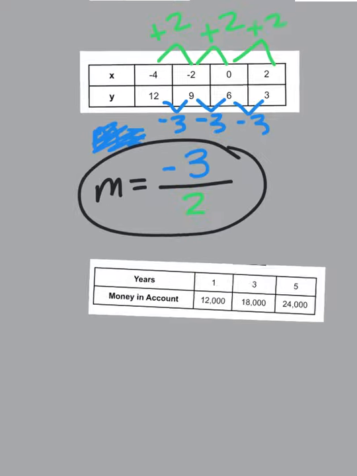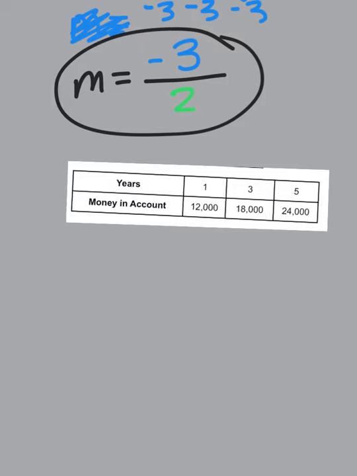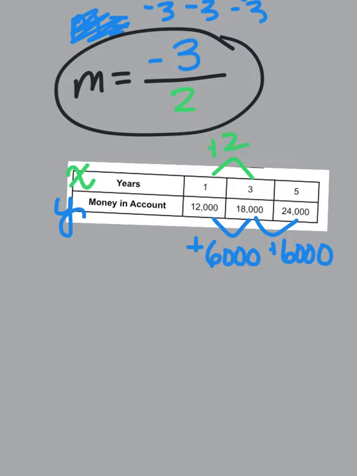All right, here's one last example with a horizontal table. So remember, that means our y values are down here, money in account, and our x values are years. They're up here. So let's see what is happening in y's. 12,000 to 18,000. That means we added 6,000. 18,000 to 24,000. We again added 6,000. And in our x values, 1 to 3, we added 2. 3 to 5, we added 2.